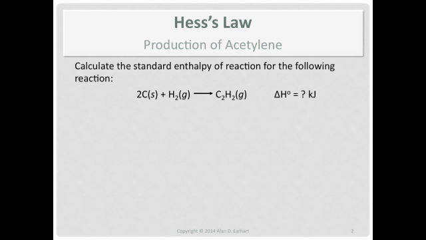We're going to calculate the standard enthalpy of reaction for this, the production of acetylene, C2H2 gas, from solid carbon and hydrogen gas. You can't actually do the reaction the way it's written, but I do have two reasons for doing this. One, to show you how to do a problem like this, and two, I'm going to use this result in a later podcast.